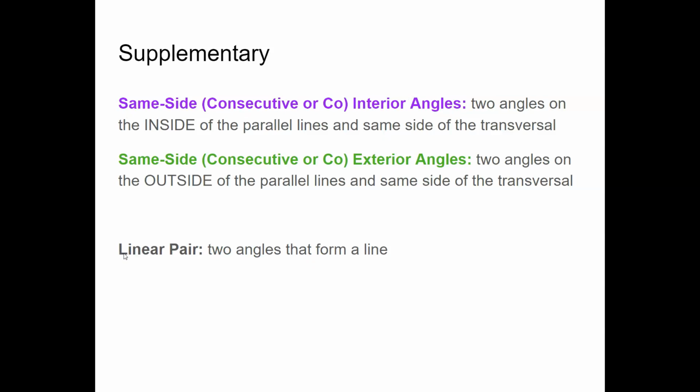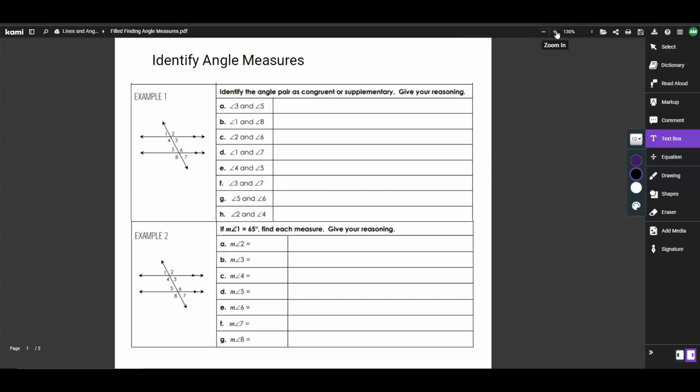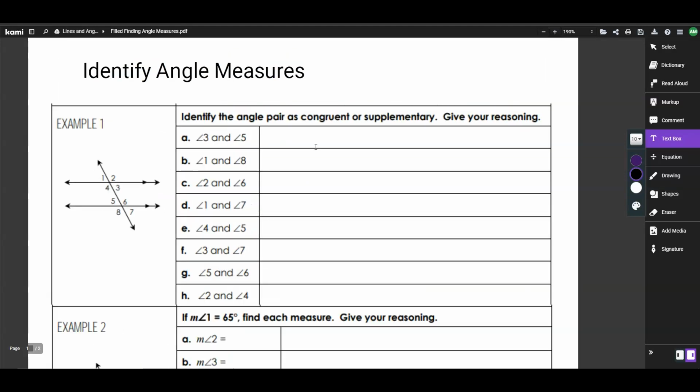And then we have our linear pair, any two angles that form a line. It could have the same side of the transversal, it could be opposite sides of the transversal. It just depends. They do have to be touching, and they have to share a side, and they have to form a line. So first, before we do anything else with this information, let's go ahead and practice identifying angle pairs and whether they are congruent or supplementary.